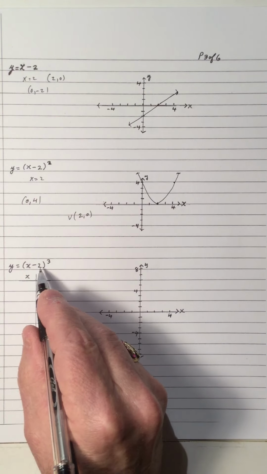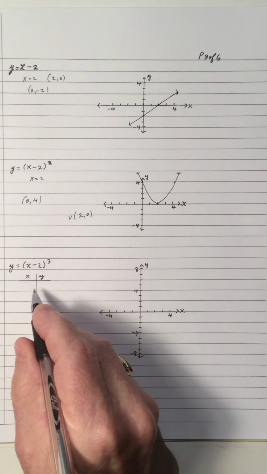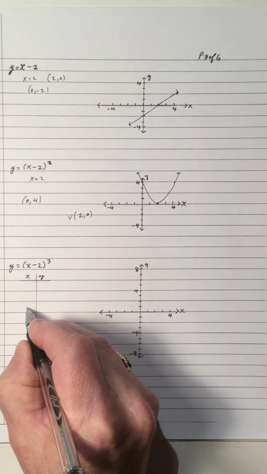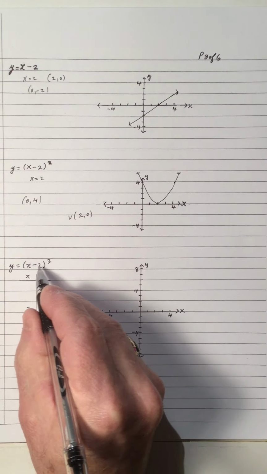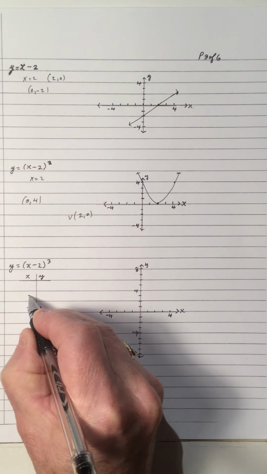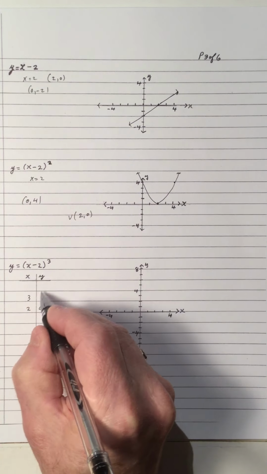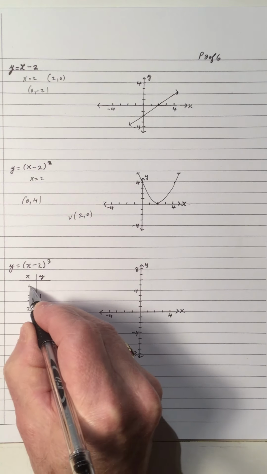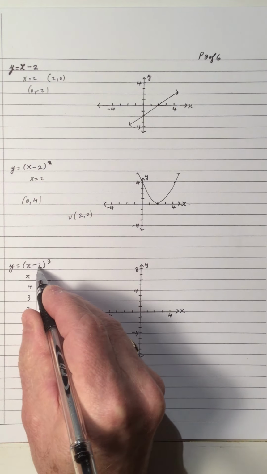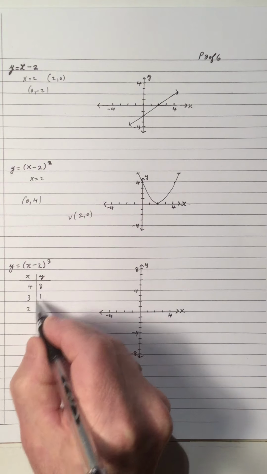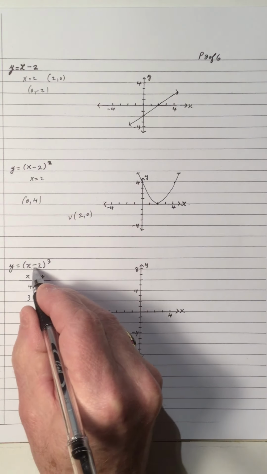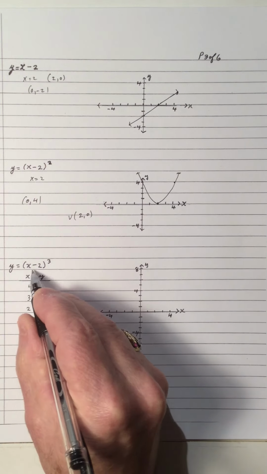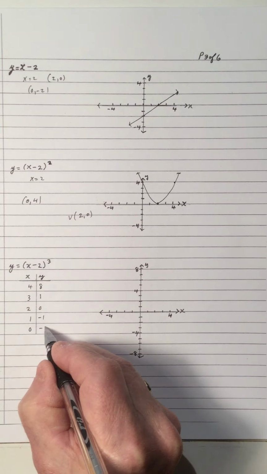And we have (x minus 2) cubed. Now we can do a table of values just to check, but it's moved. The x-intercept is 2. You put a 2 in, you get a 0. You put a 3 in, you get 1 cubed is 1. You put a 4 in, and 4 minus 2 is 2, 2 cubed is 8. You put a 1 in, you get negative 1 cubed is negative 1. And you put a 0 in, you get negative 2 cubed is negative 8.